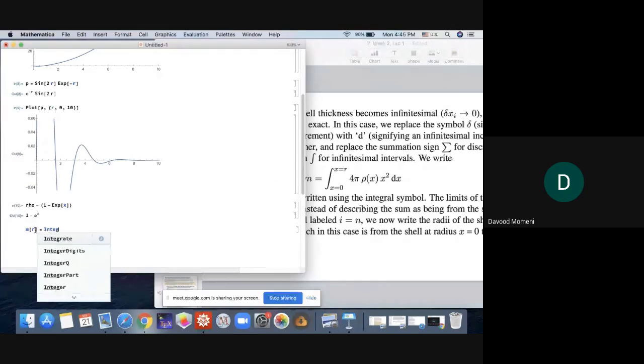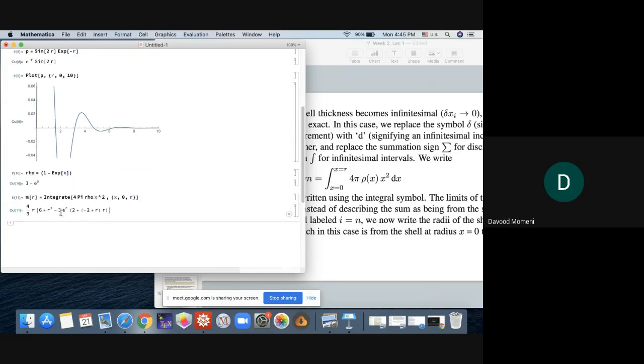I told you, you don't need to do it by hand; you can use any software, or you can even do it by hand, but I just want to make you familiar with it if you are not very fond of computations. Okay, integrate this expression 4 pi rho x squared, from x from 0 to r, for example. This will be your mass.